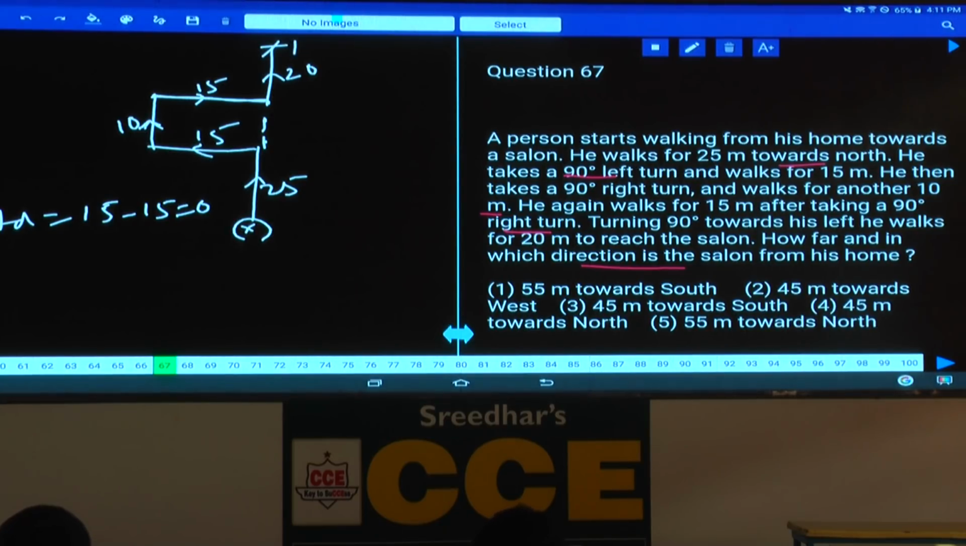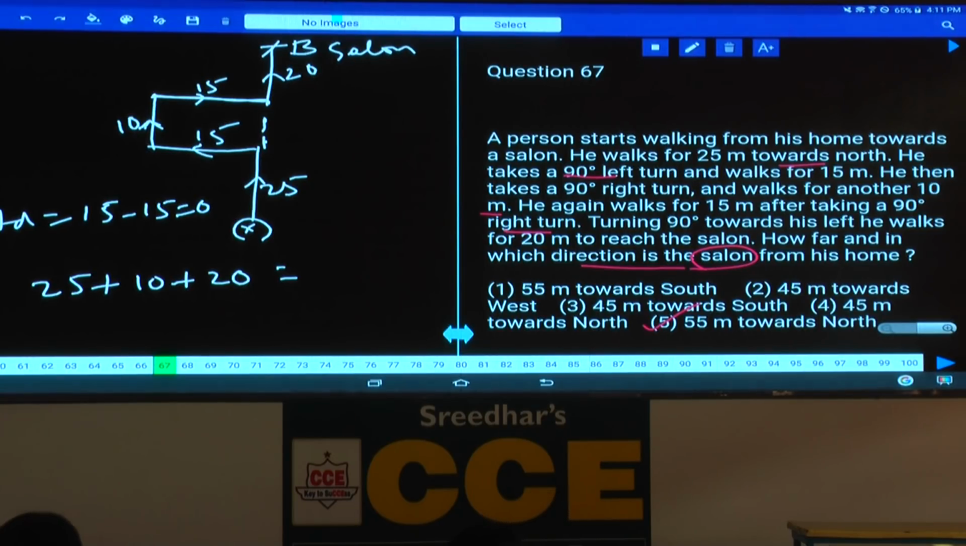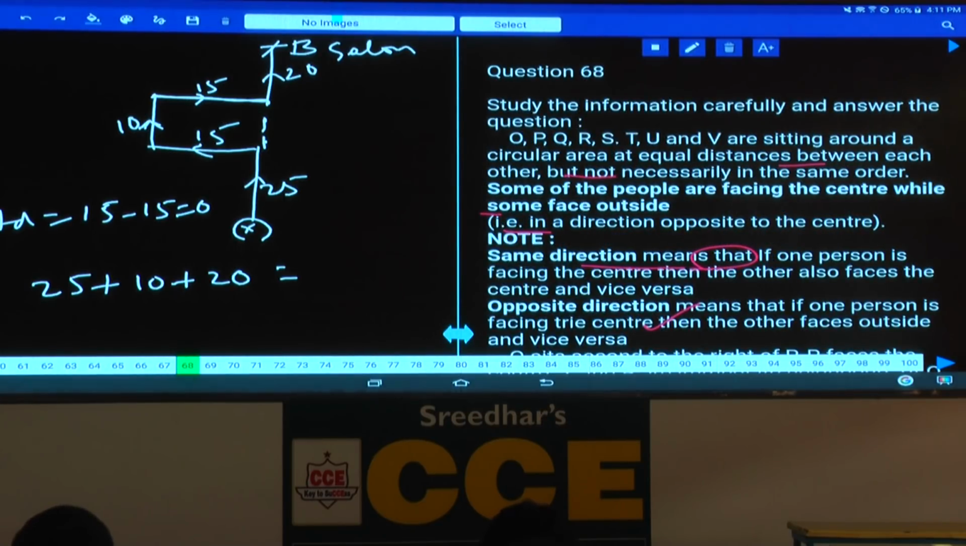And so what is the distance between these two? The distance between A and B is 25 plus 10 plus 20, that is 45 plus 10, it is 55 meters. Now 55 meters, how far and in which direction is the saloon? Which is the saloon here? B is the saloon. Now this B is 55 meters to the north. Question number 67, it is given in choice 5, 55 meters north.